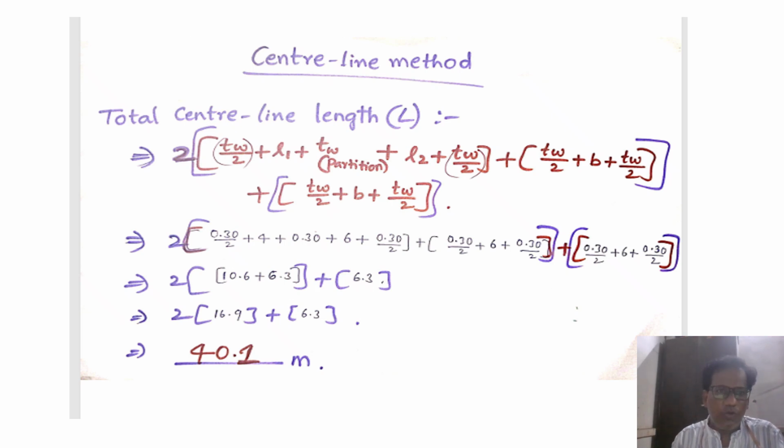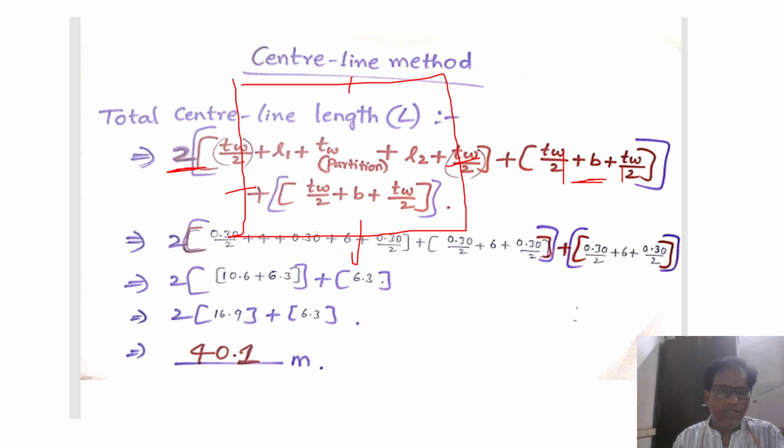Here you see, 2 times (L1 plus L2). We have L1 and L2. Unfortunately, B1 is equal to B2 in this particular example. So we have walls from the center, meaning TW by 2, TW by 2, TW by 2, TW by 2. And don't forget why we are writing 2: it starts like this, comes like this, and you see it is repeating twice. That's why you are multiplying with 2. So one long, one short, one short. This is why you are multiplying with 2.